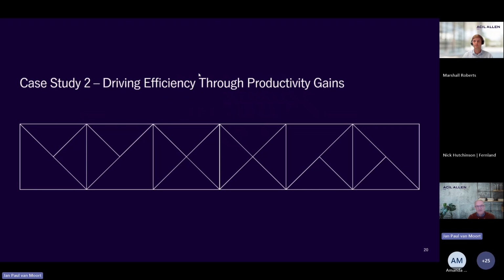So the second case study, and as Marshall said, we've drawn these case studies from real data from real businesses. We're looking at a business that's driving efficiency through productivity gains rather than looking at growth. The other thing is, yes, we've got one question saying, will the recording be made available? And the answer is yes, it will be.